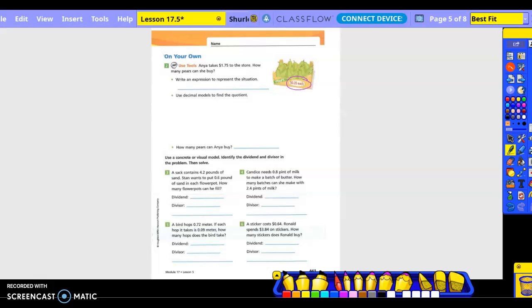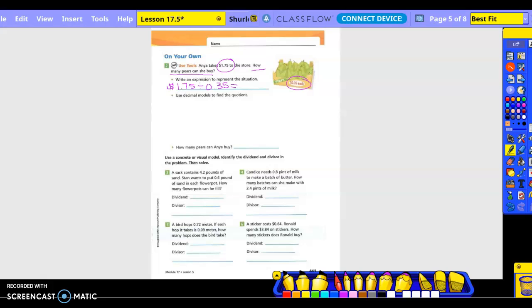So we have our 35 cents each. She has $1.75, and they want to know how many pears she can buy. So what is our total or our dividend? $1.75 divided by how much each? 35 cents is going to equal what we need, right?